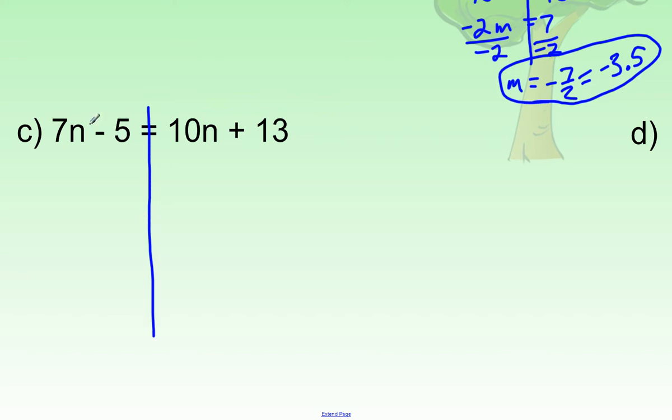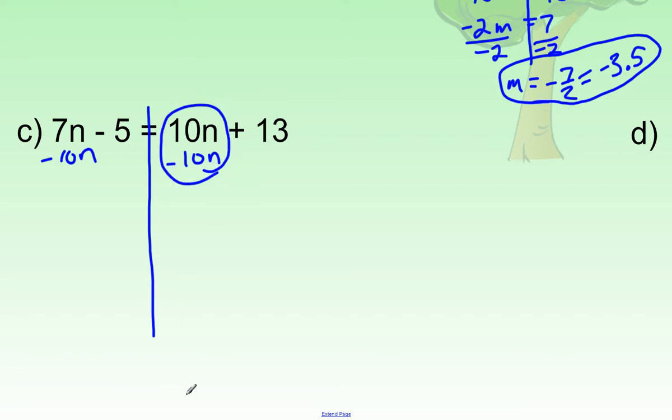Separate your two sides. Nothing to simplify on the left. Nothing to simplify on the right. So there's no parentheses, there's no combining like terms. I do have variables on both sides, so let's get rid of the one on the right. Minus 10n, minus 10n. These cancel.